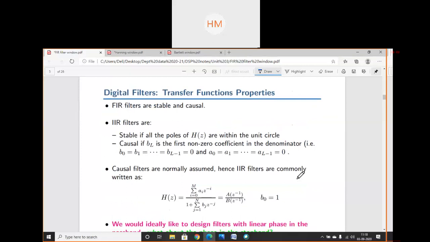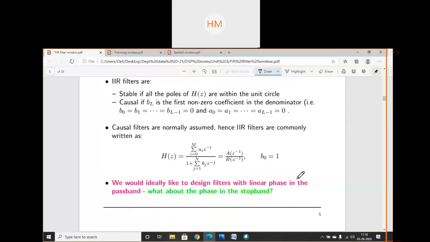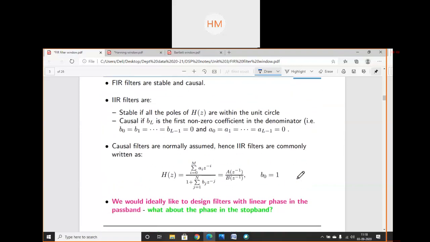FIR filter properties and functions are they are stable and causal. Stable if all the poles of H of Z are within the unit circle. Causal systems में क्या होता है? Output exists and the signal doesn't exist for n less than or equal to 0. That is my causal function. So these properties should be followed by FIR and IIR filter.